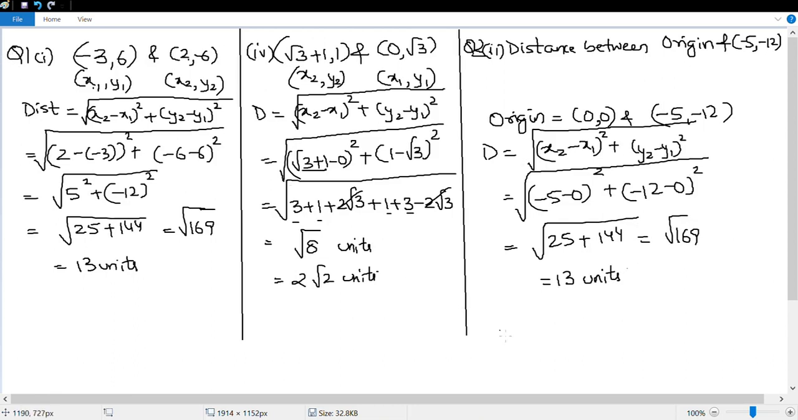Perfect. Simple, isn't it? As long as you remember the formula, distance is equal to the square root of x2 minus x1 whole square plus y2 minus y1 whole square. This chapter is extremely simple as long as you remember this formula. Let's look at the next question.